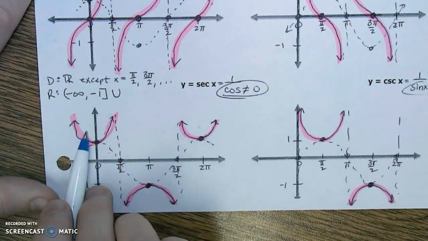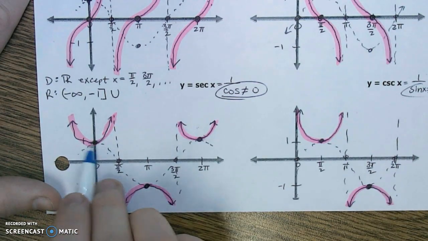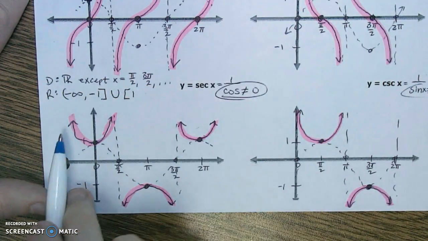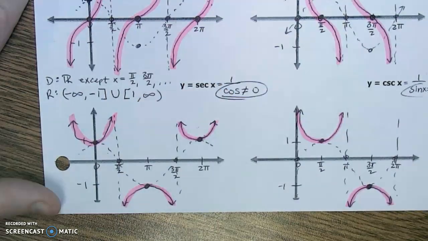So I'm going to talk about the top y values. So the lowest y value on top is positive 1. And we actually touch there, so bracket on it. And then there's arrows going up, so comma infinity. It goes to infinity.